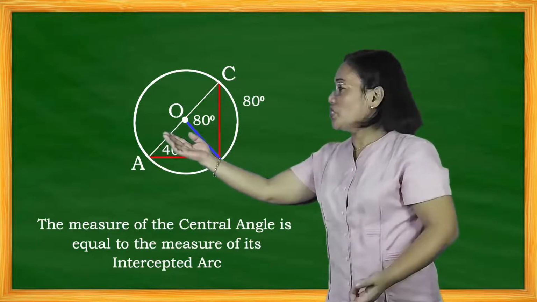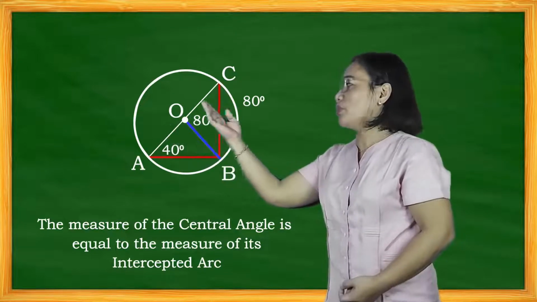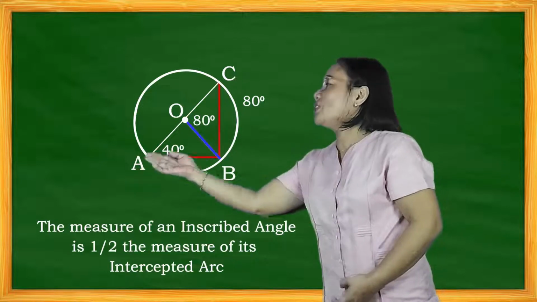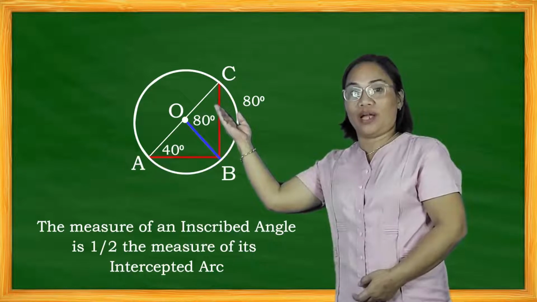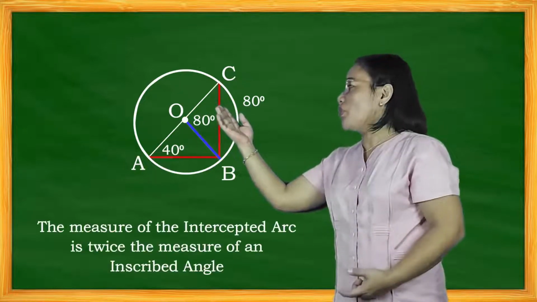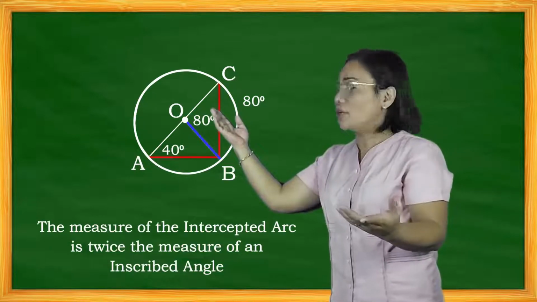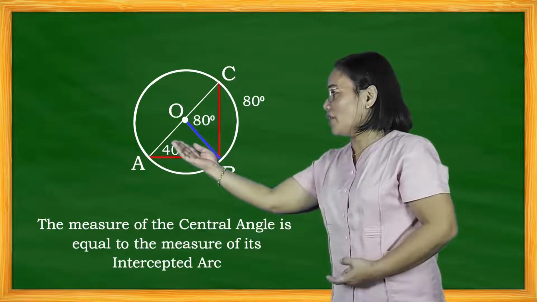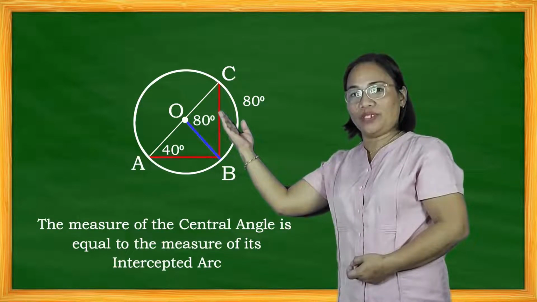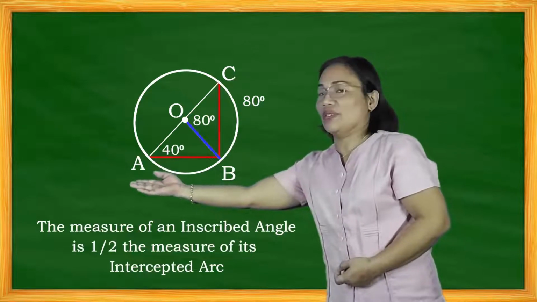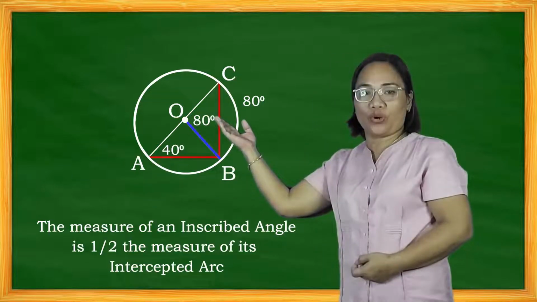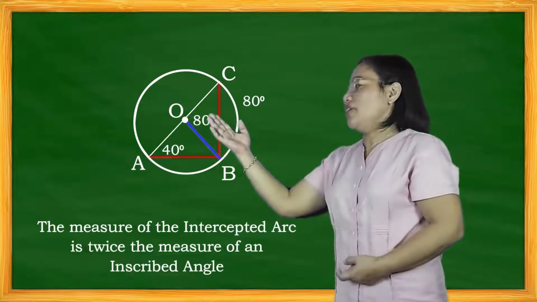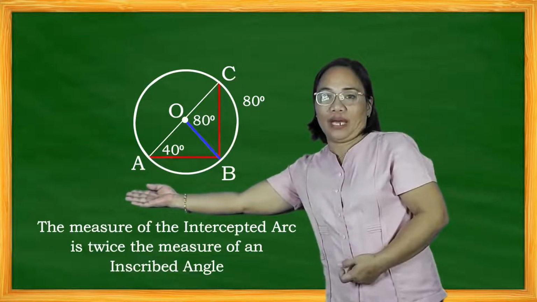Because the measure of the central angle is equal to the measure of its intercepted arc. And the measure of an inscribed angle is 1/2 the measure of its intercepted arc. Or in other words, the measure of the intercepted arc is twice the measure of an inscribed angle. Again, the measure of the central angle is equal to the measure of its intercepted arc, and the measure of an inscribed angle is 1/2 the measure of its intercepted arc, or the measure of the intercepted arc is twice the measure of an inscribed angle.